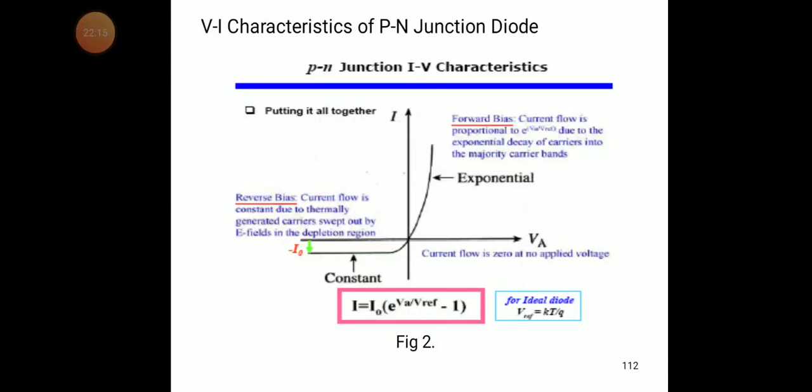You can see the VI characteristics of the PN junction diode. The forward bias current flow is proportional to the exponential: I equals I naught into e power VA by V reference minus 1, due to the exponential decay of carriers into the majority carrier band. In reverse saturation current, you can see the current flow is constant due to thermally generated carriers swept out by the E field in the depletion region. So the characteristics of the PN junction diode are like that: V and I in the forward bias, and I naught and V in the reverse bias.